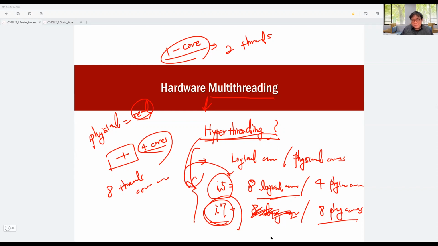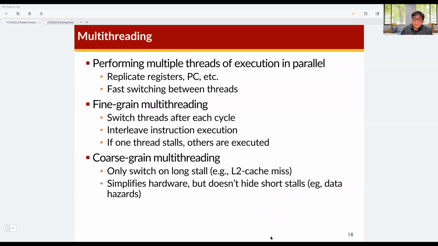So if a single core can run multiple threads, similar to a thread being a process, concurrently, then this technology is called multi-threading. Okay, hyper-threading is a kind of multi-threading technology. Then how can we implement this multi-threading? Think like this: if we look at our processor architecture, our processor has one program counter and one register file, and then execution units like the ALU, and then one data memory.